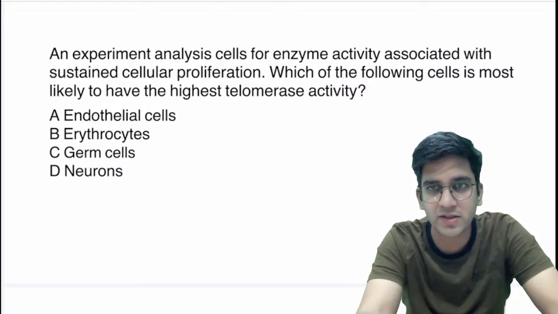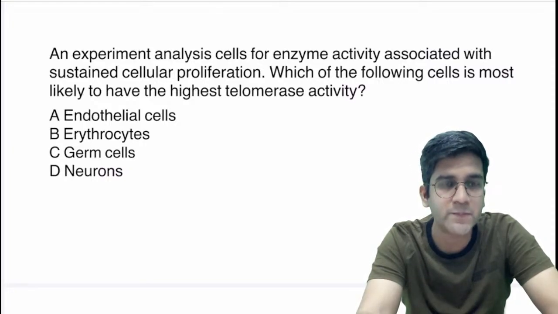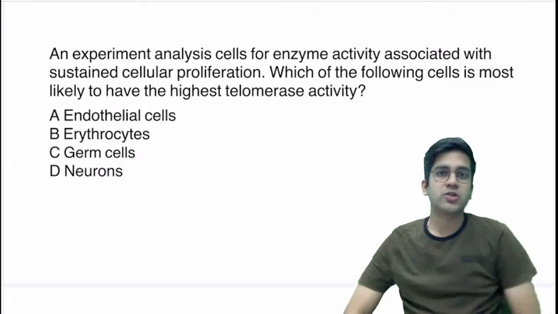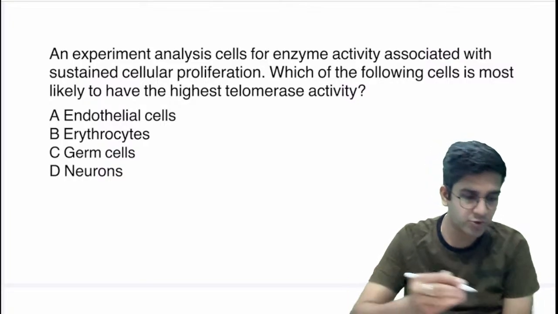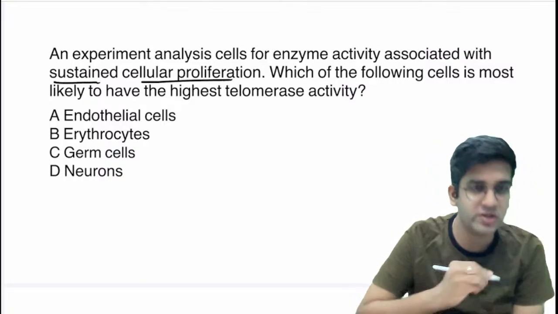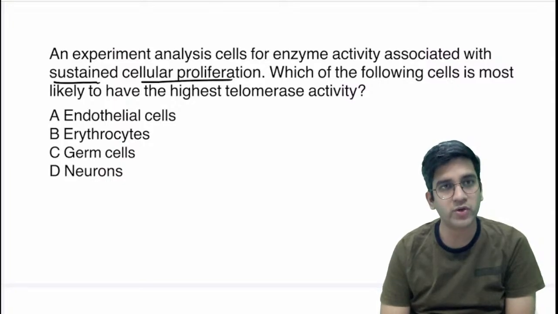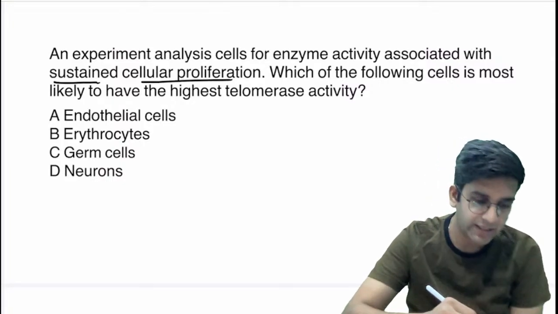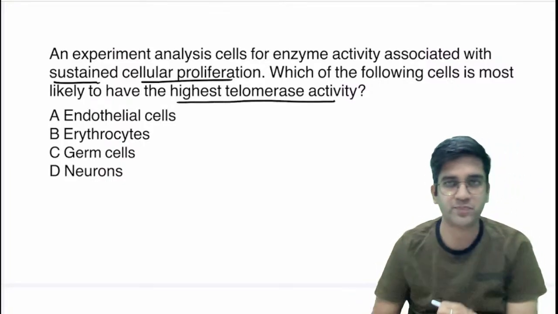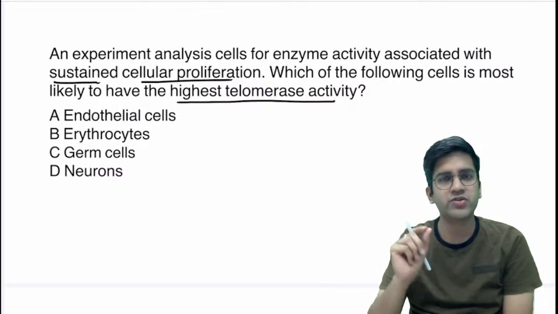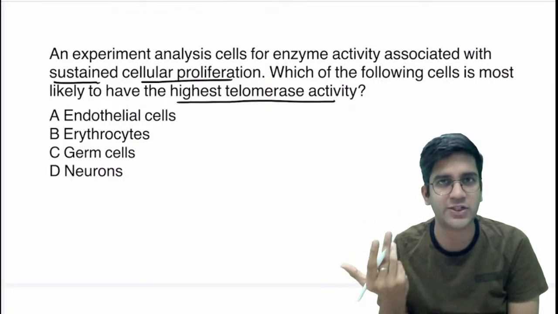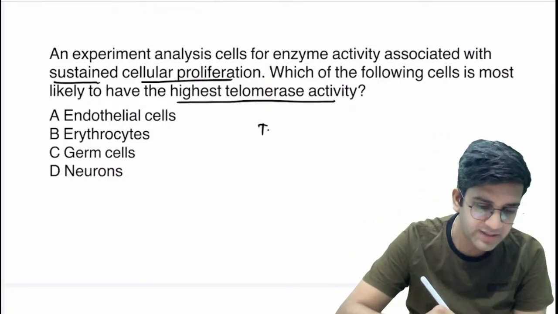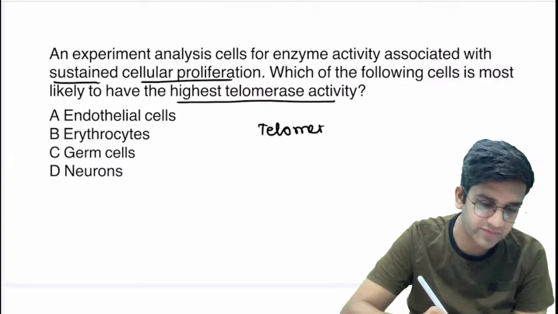I'll read through the question. Okay, actually this started with C. An experimental analysis for enzyme activity associated with sustained cellular proliferation, right? Which of the following cells is most likely to have the highest telomerase activity? Telomerase is an enzyme which will not let the telomere shorten, right? That's what we already know. So telomerase actually is seen in quite a few cells.